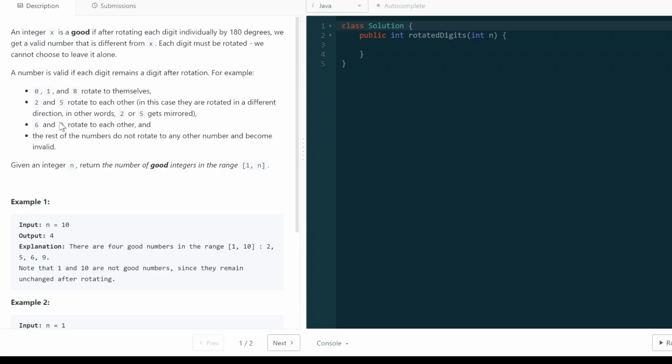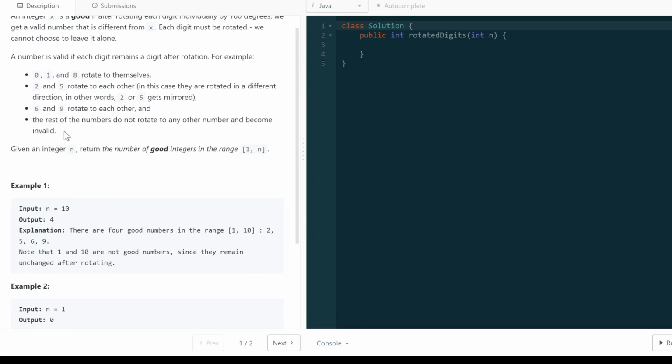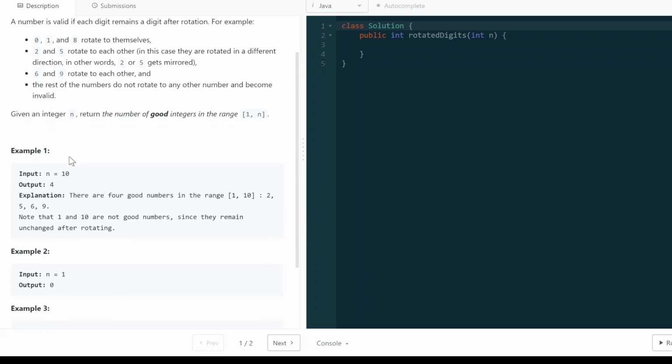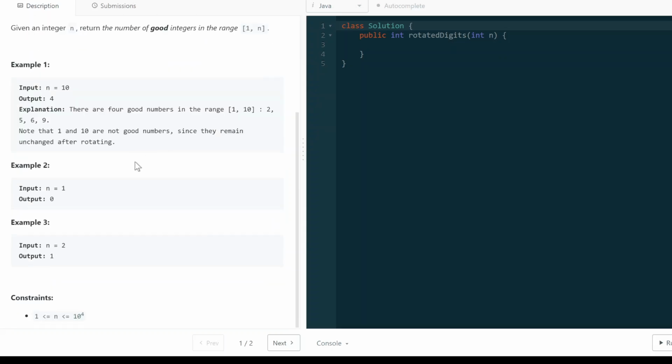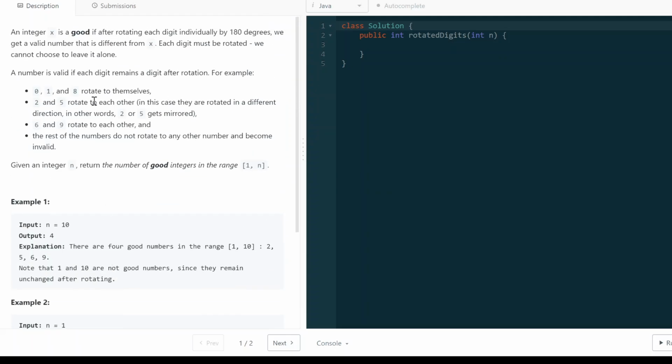What exactly is it saying? 6 and 9 rotate to each other. The rest of the numbers do not rotate to any other number and become invalid. Given an integer n, return the number of good integers in the range of 1 to n. So n is like 10 to the power 4. Okay. What is this 180-degree rotation?